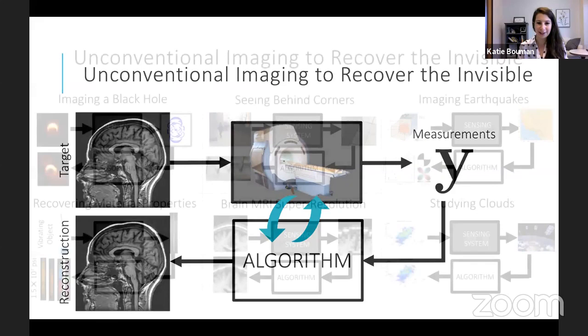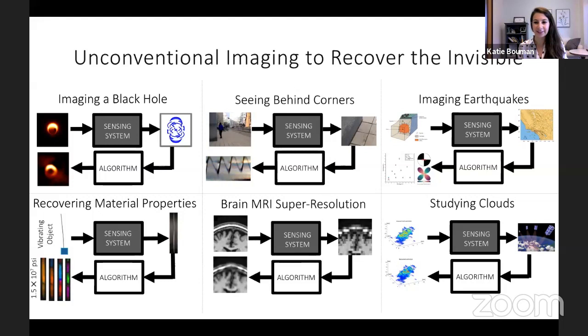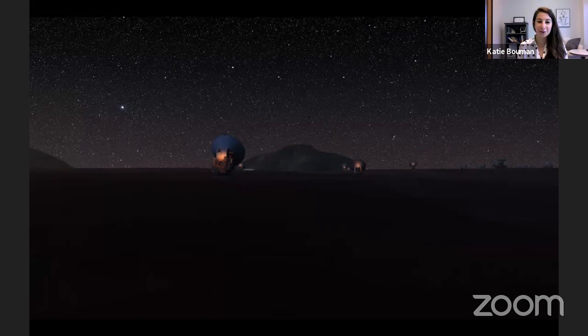Many of you use this similar methodology of designing systems that tightly integrate sensor and algorithm design to exceed fundamental limits of current sensors. In my work, I've applied this methodology to a number of different scientific domains. But today I'm going to focus mostly on telling you a little bit about how we've been able to use this methodology to reveal what I think of as the ultimate invisible, which are black holes.